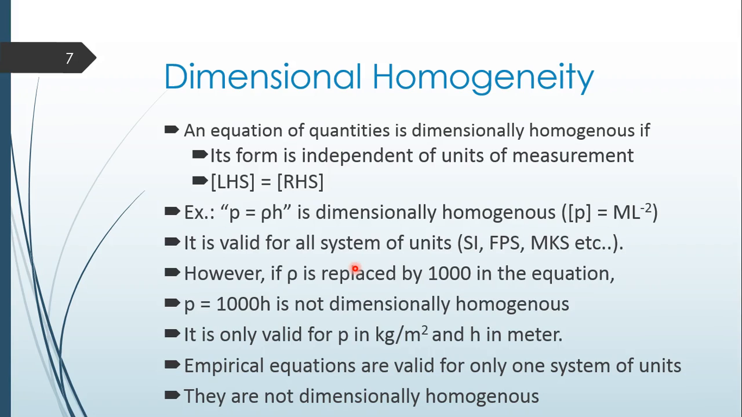However, if rho is replaced by 1000 in the equation, P is equal to 1000 H is not dimensionally homogeneous. It is only valid for P in kg per meter square and H in meter. So P is basically the weight force, like pressure divided by acceleration due to gravity. Empirical equations are valid only for one system of units. They are not dimensionally homogeneous.